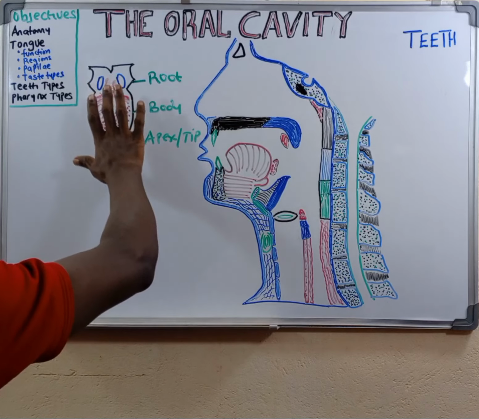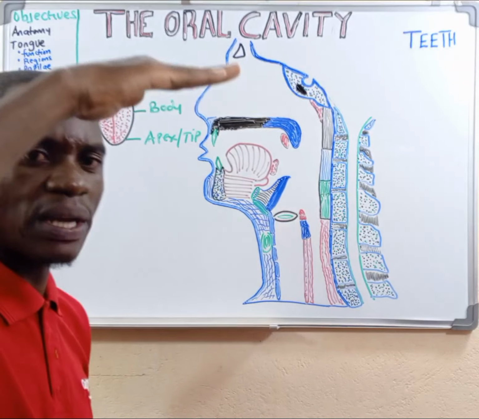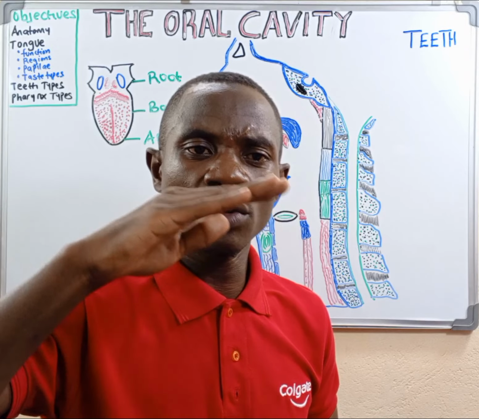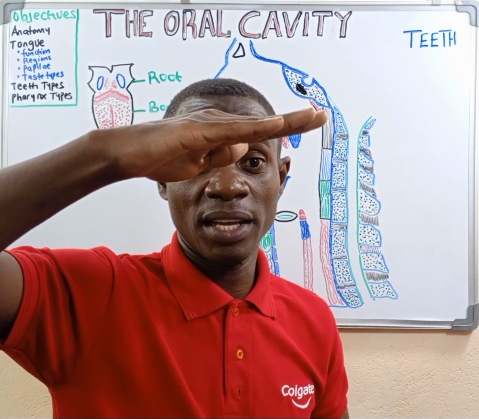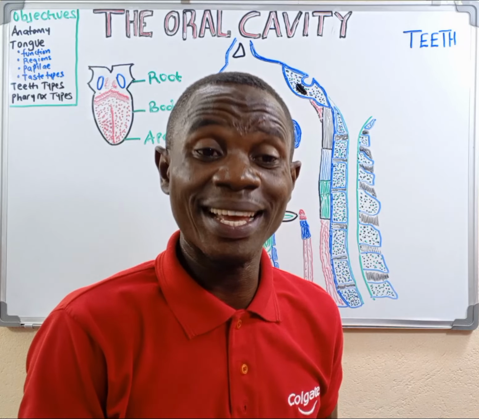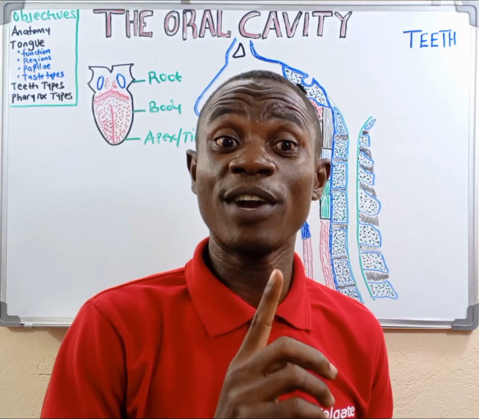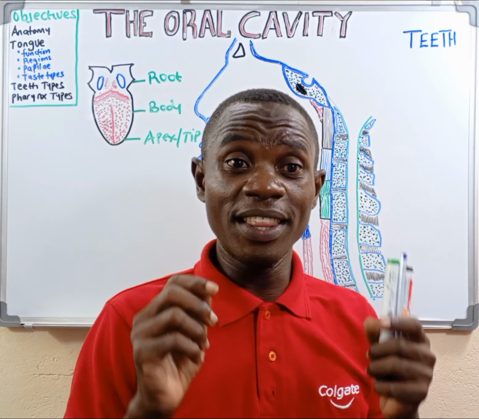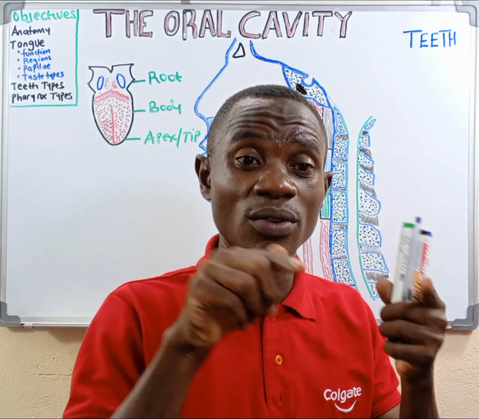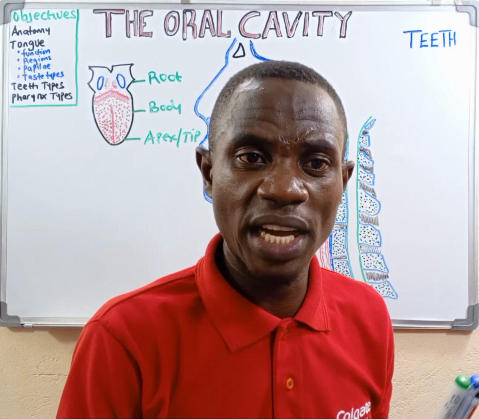Now, talking about the regions or surfaces of the tongue, we have the dorsum part and the ventral surface. The dorsum is the top part of the tongue, and the ventral side is the lower side, which has the lingual frenulum, the openings of the ducts of the sublingual salivary glands, and some blood vessels.